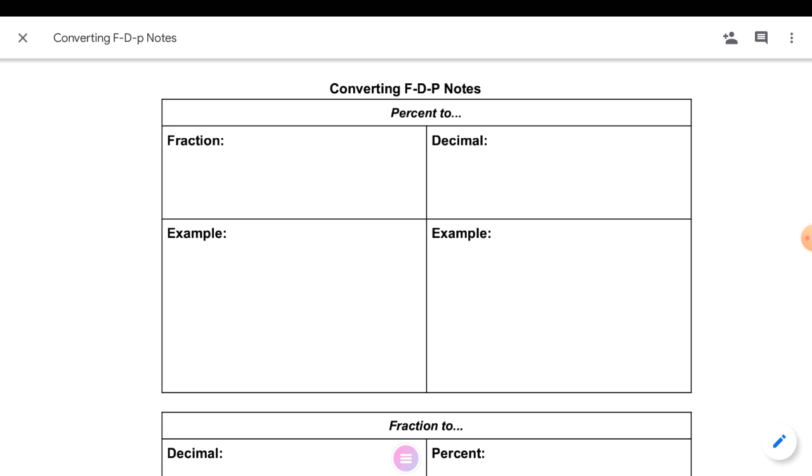And some of it we do already know, but I wanted to spend a day to make sure we know how to do this. What does it mean, converting FDP? Brady? Converting fractions, decimals, and percents. Yeah, converting fractions to decimals, decimals to percents, percents to fractions. Now, some of these we've refreshed our memory on because of the common ones.